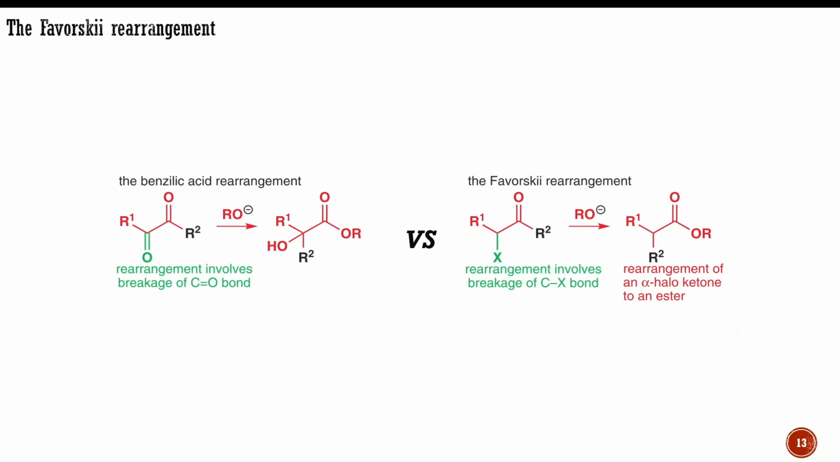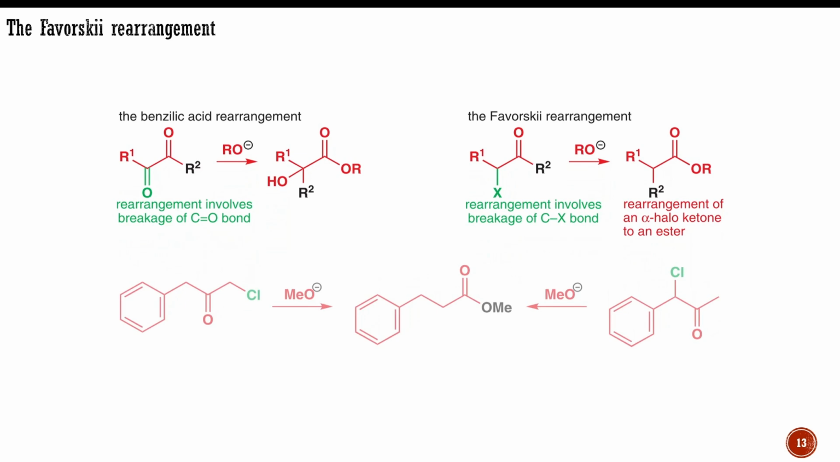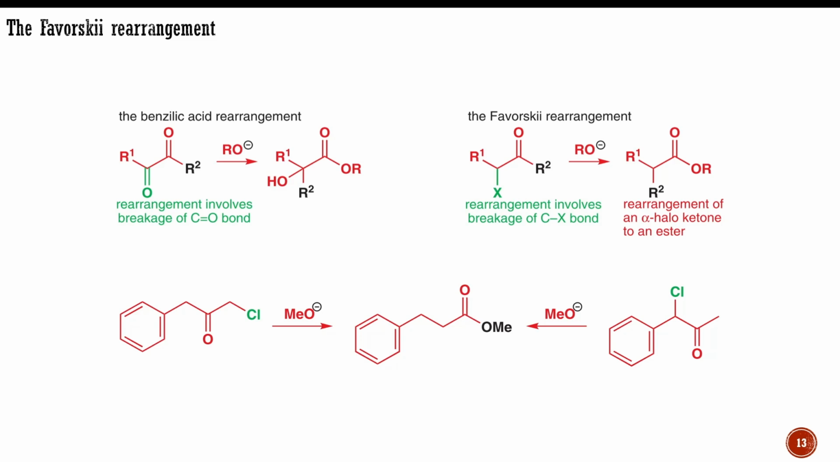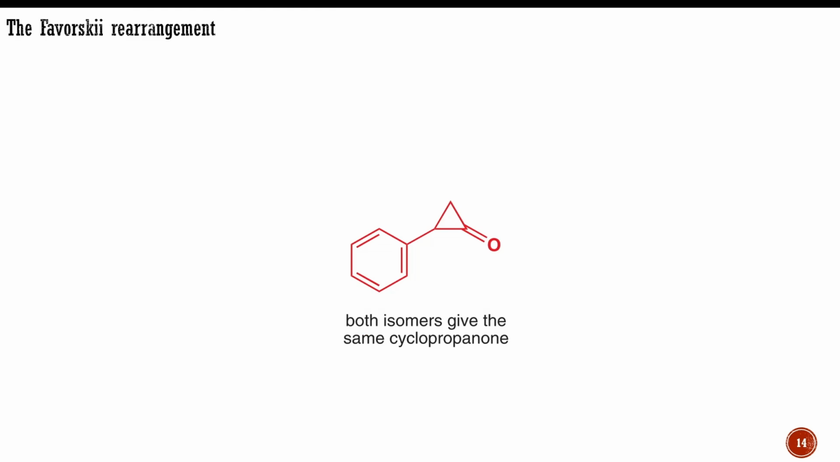The final rearrangement for this section is known as the Favorskii rearrangement. By looking at the general scheme of the Favorskii rearrangement, you may get an impression that it is just a variant of the benzilic acid rearrangement. Well, this is what chemists thought until 1944, when it was found that two isomeric alpha-chloroketones gave the same product on treatment with methoxide. It was suggested that both reactions went through the same intermediate. That intermediate is a three-membered cyclic ketone, a cyclopropanone.